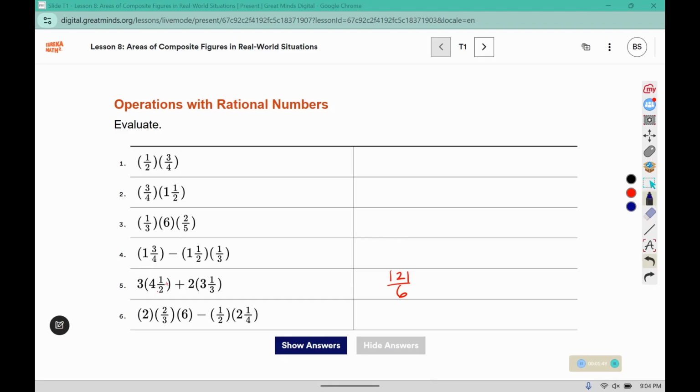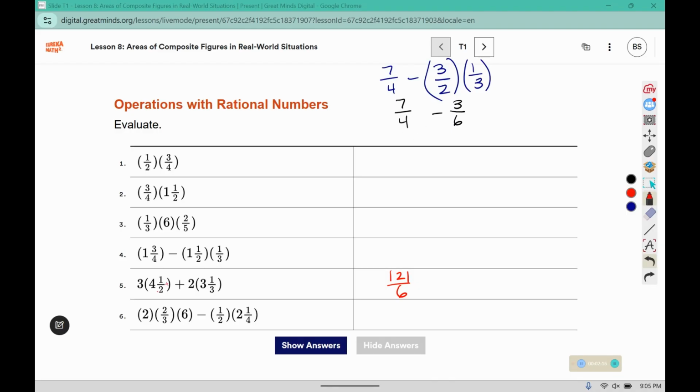For number 4, we have 1 times 4 is 4, plus 3 more makes 7 fourths, minus, we have 1 times 2 is 2, plus 1 makes 3, and that is being multiplied by 1/3. Well, 3 times 1 is 3, 2 times 3 is 6.